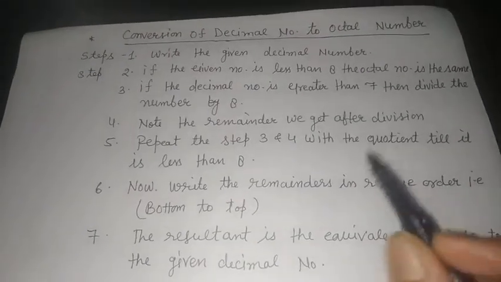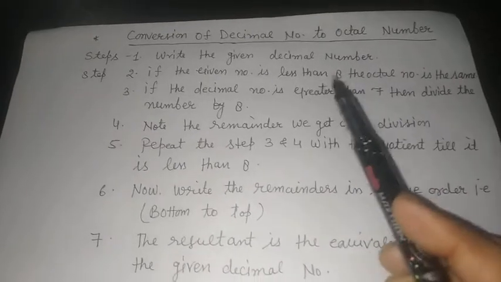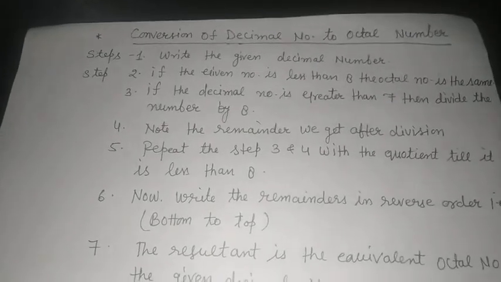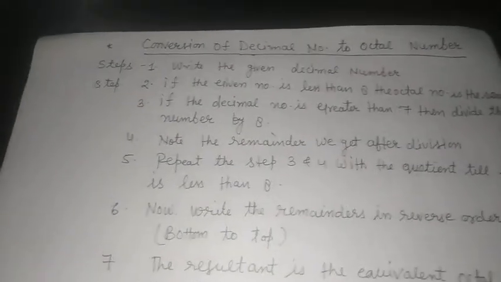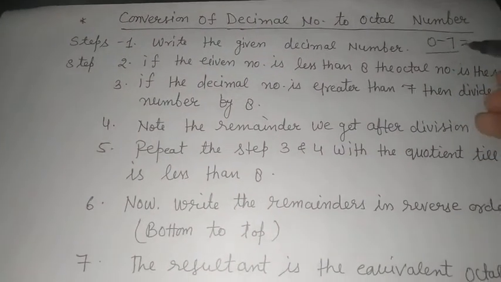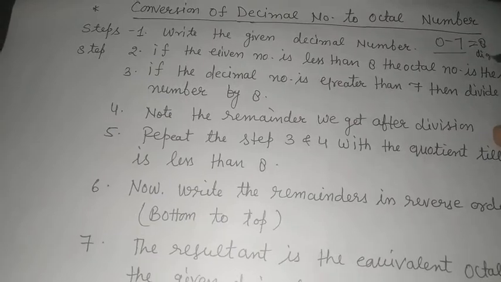Now the second thing, we are going to convert a decimal number to an octal number. As we all know, an octal number is a number which contains 8 digits, that means digits from 0 to 7. So total digits equal 8 digits.